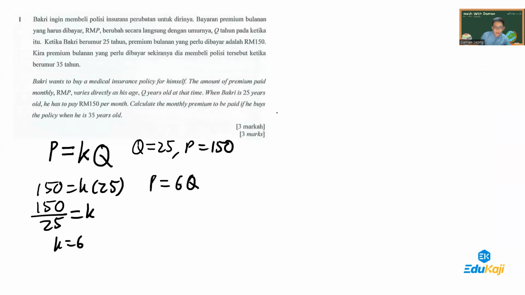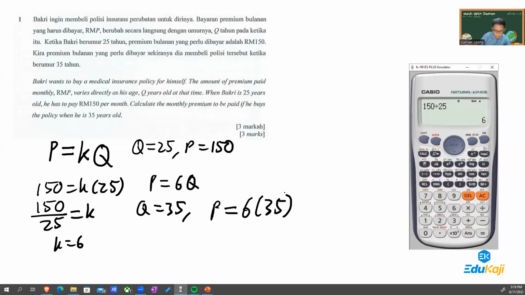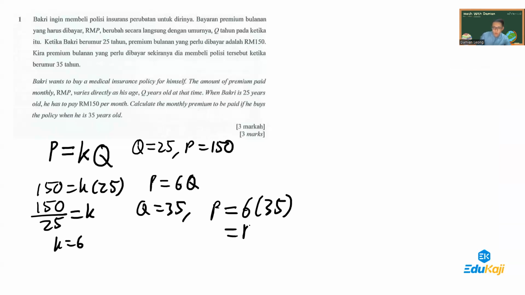So I want to find the premium when he is 35 years old, which means when Q is 35. So the monthly premium would be 6 times 35. 6 times 35, I get 210. So 210 ringgit. Yeah, that's the monthly premium to be paid.